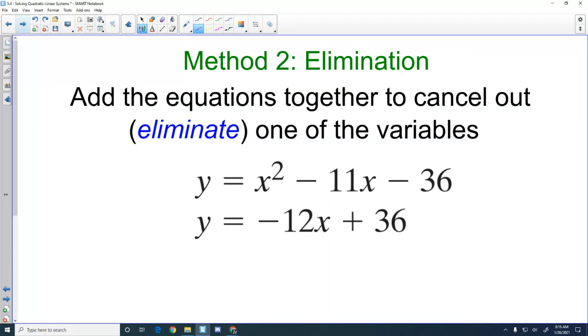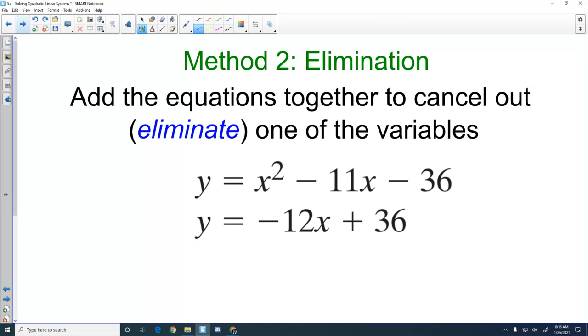Method 2 is the elimination method. Now, with the systems of linear equations, we would set the two equations up in standard form. You'd line up the y's, you'd line up the x's, you'd line up the constants, and you'd add the two equations together so that one of the variables, either the x's or the y's, would cancel out. And then once one of those variables canceled, you'd solve for the opposite variable, the one that didn't cancel out yet, and you would get a number for x, for example, and then you'd plug it back into any equation to get the y value, and that ordered pair would be your solution.